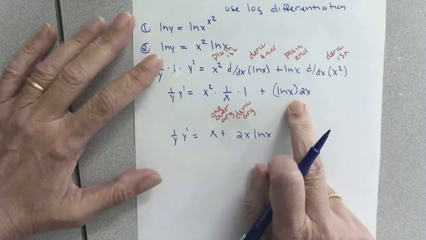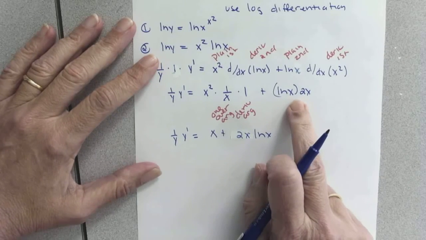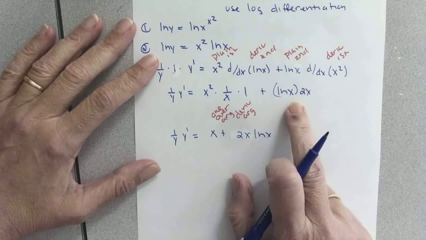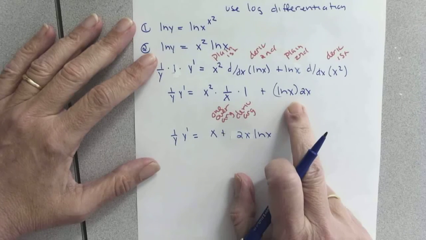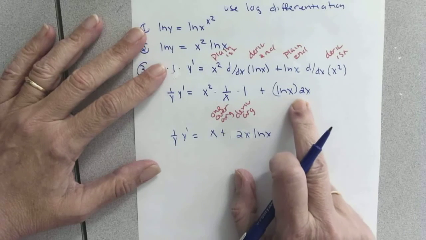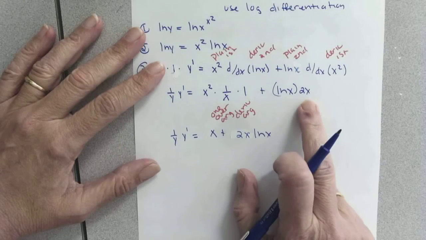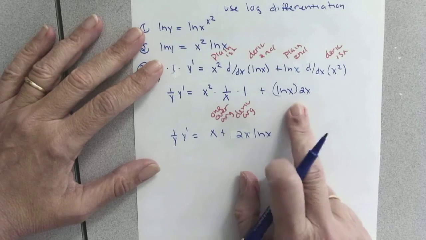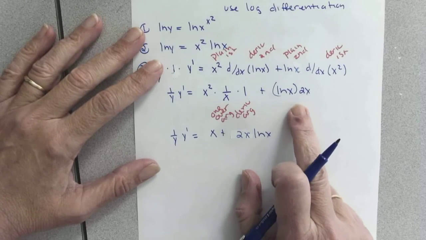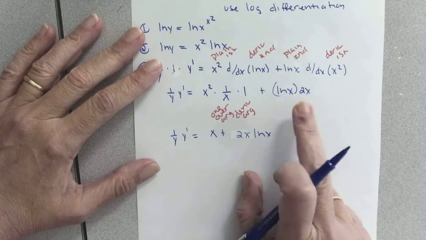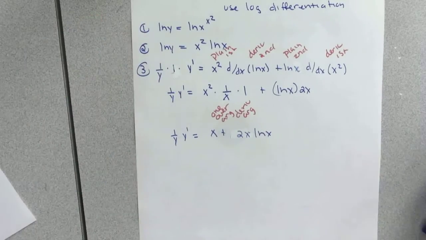Notice this doesn't become 2x squared. Your arguments of your logarithms aren't going to change unless you used a property of logarithms. There is not a property of logarithms that says what to do when you multiply by 2x. So that's going to stay in x.